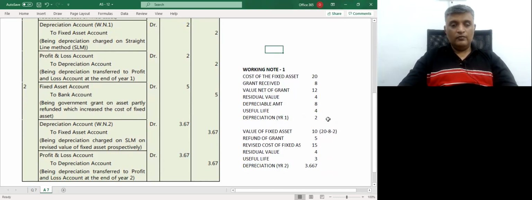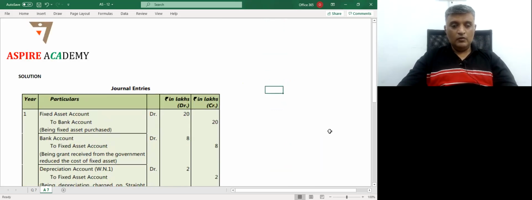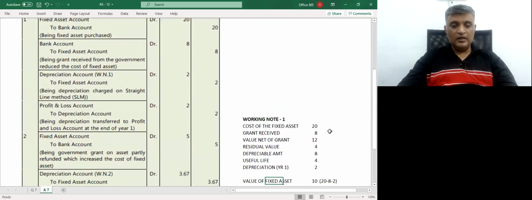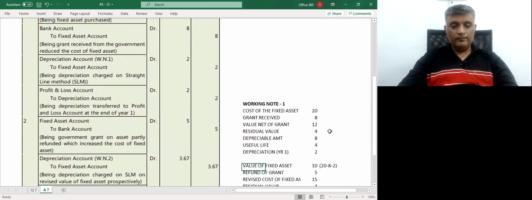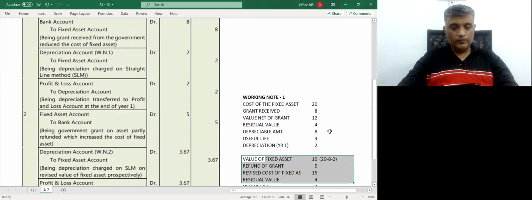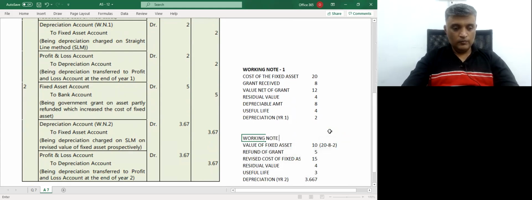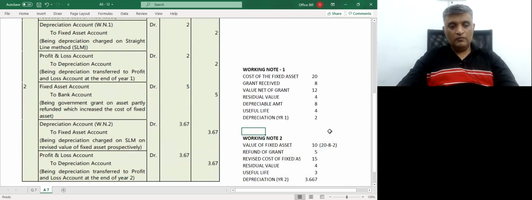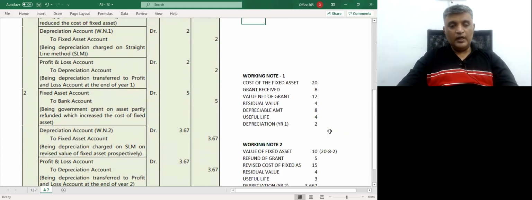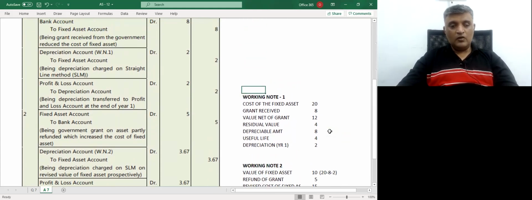I repeat for the benefit of those who might find this computation a little difficult. Working note number 1. Let's take this as working note number 2. I will explain working note number 1 again, and then you can take working note number 2. Working note number 1 deals with the computation of the depreciation for year 1. Asset cost is 20 lakhs. I am receiving a grant of 8 lakhs. So the accounting policy followed by the company is that we will reduce the grant from the cost of the asset. So the value of the asset net of the grant is 12 lakhs.